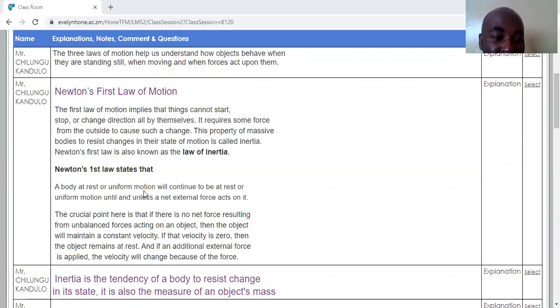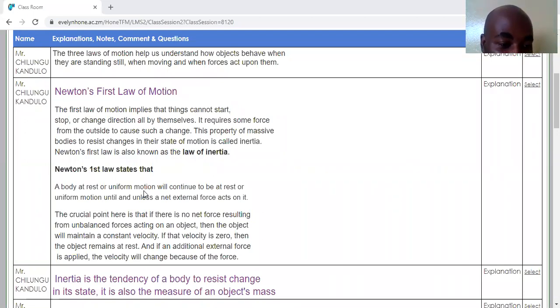So the property of bodies to resist changes in their state is called inertia. So that's what you say. What is inertia? You say it is the property of massive bodies to resist change in their state of motion. So that's what you say there, if someone asks you. So this law is also called the law of inertia, because inertia, as we have said, is the tendency of a body to resist change.